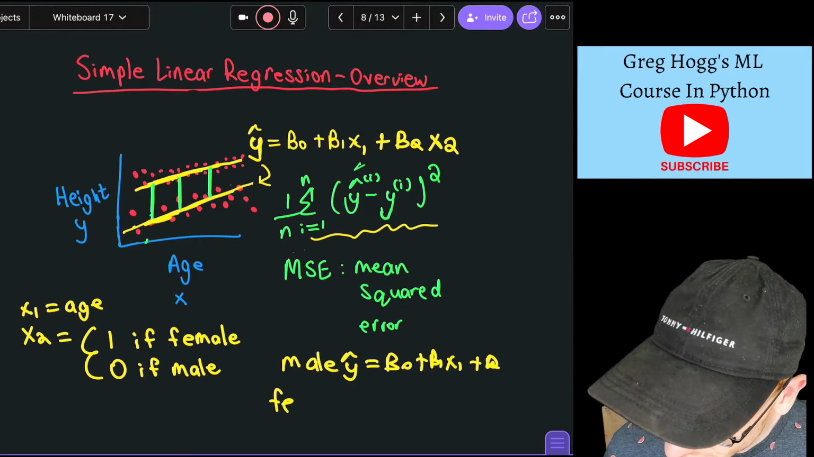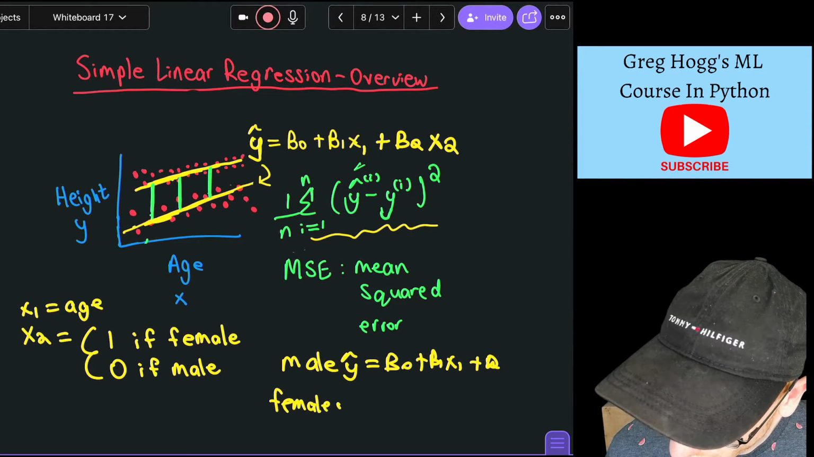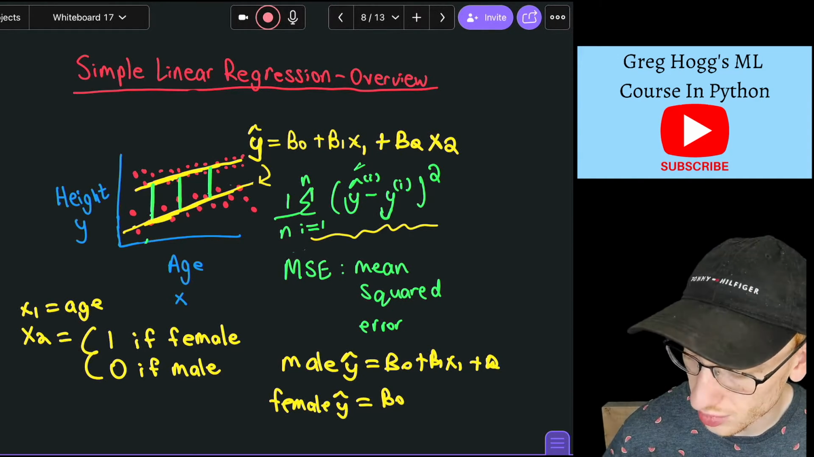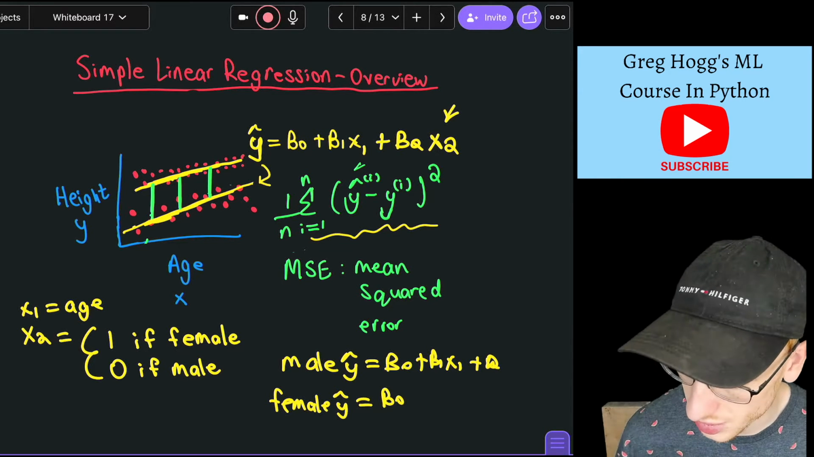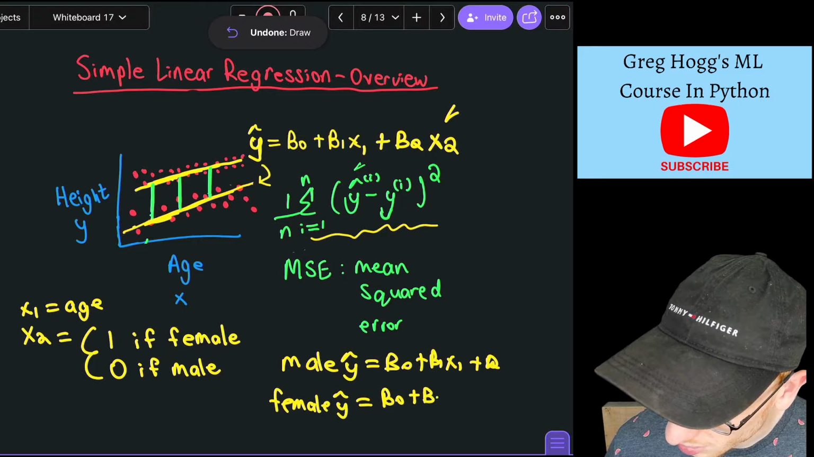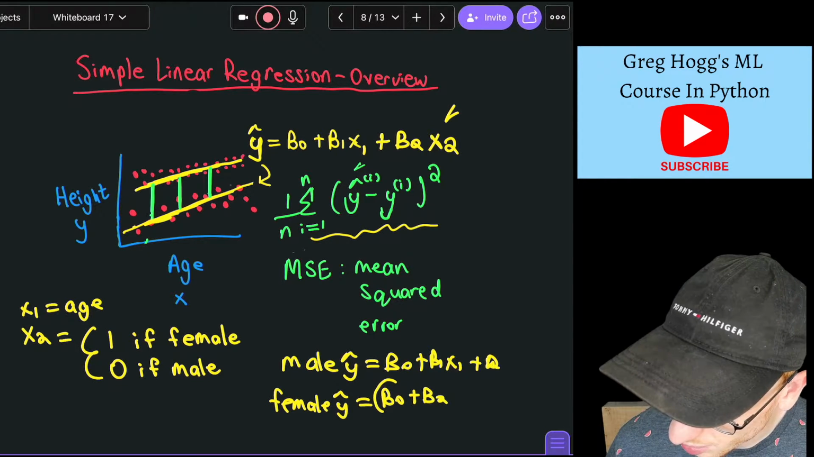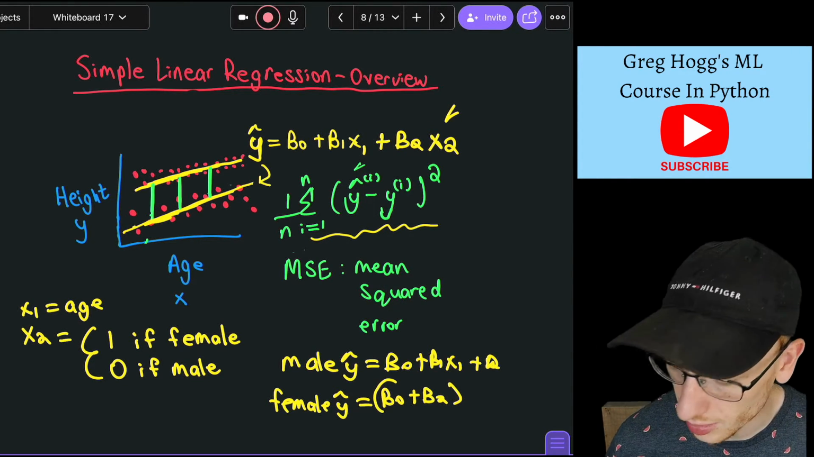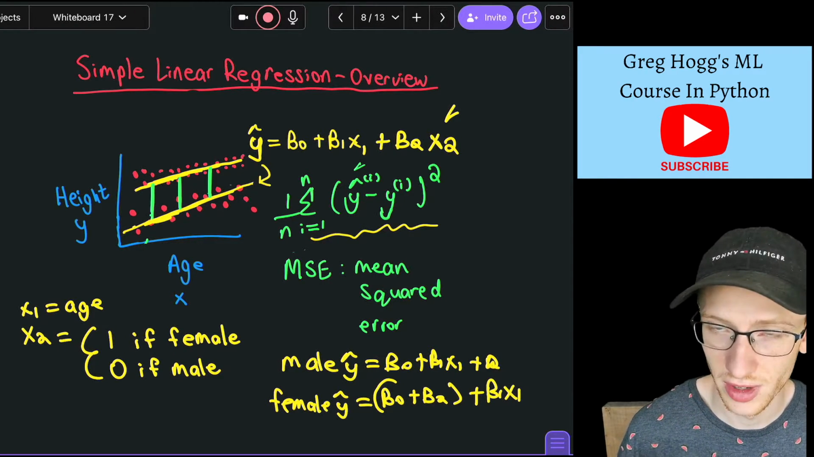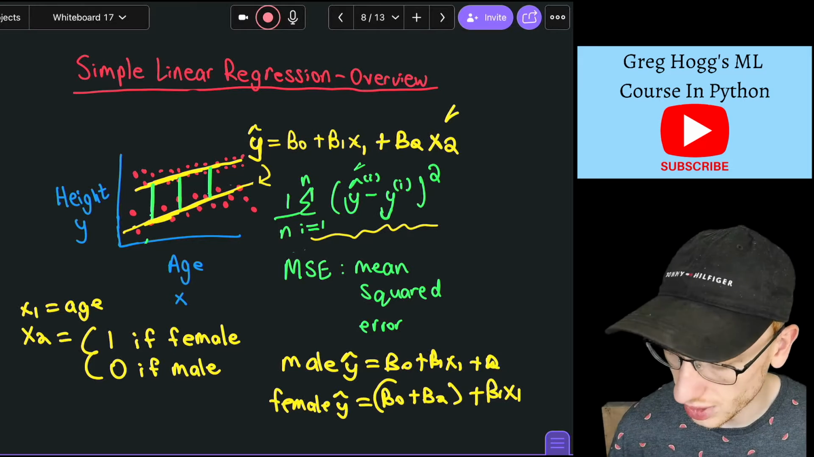But female y hat is equal to beta naught, and again, the value over here would be 1, so it's just beta 2. And so this would be beta naught plus beta 2. You can kind of put this in brackets. You don't have to, but I'm showing that it's basically adding to the intercept, and that value beta 1 x1 is not going to change.